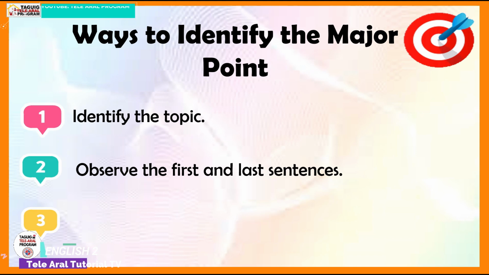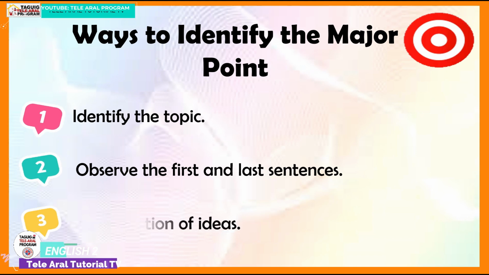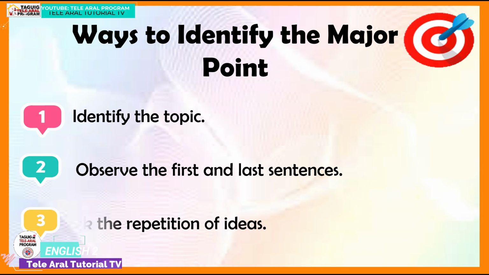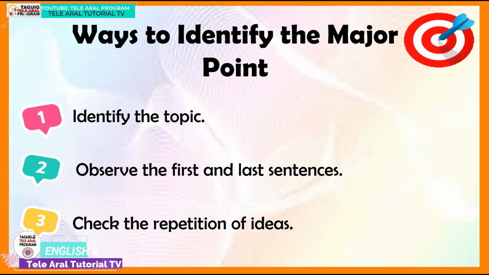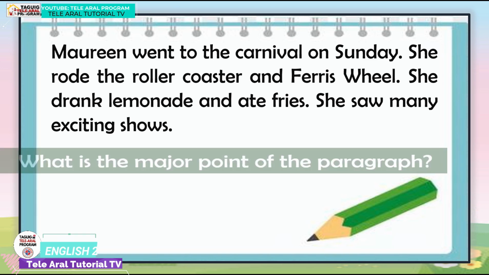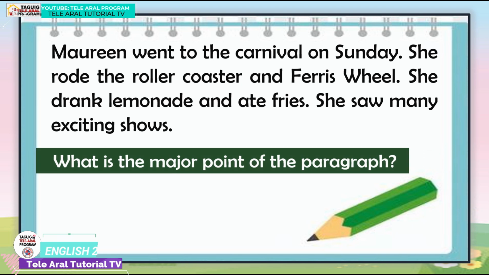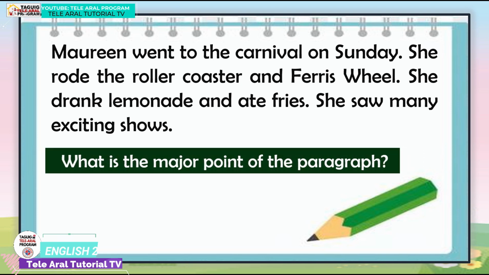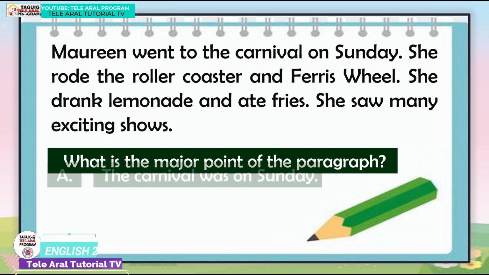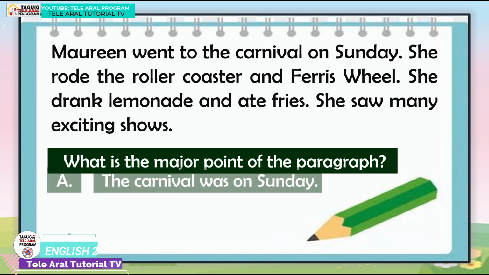When we say repetition, that is an act of repeating an idea or word that has already been said or written. In this way, it will give us some hint about the major points of the text or of the story. Now, let's have an example. Maureen went to the carnival on Sunday. She rode the roller coaster and Ferris wheel. She drank lemonade and ate fries. She saw many exciting shows.